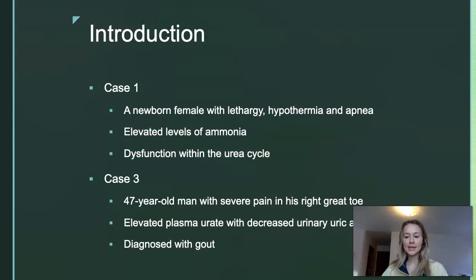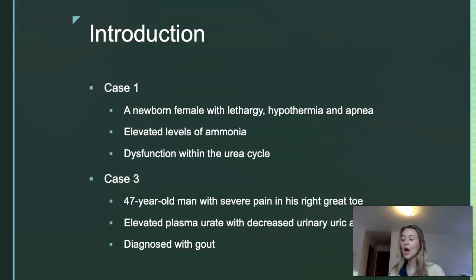So in this case connection, we will be exploring case 1 and case 3. In case 1, a patient presents with increased lethargy and elevated ammonia levels. And in case 3, our patient, who is a 47-year-old male, presents with pain in his great right toe and increased plasma urate with low urinary uric acid.